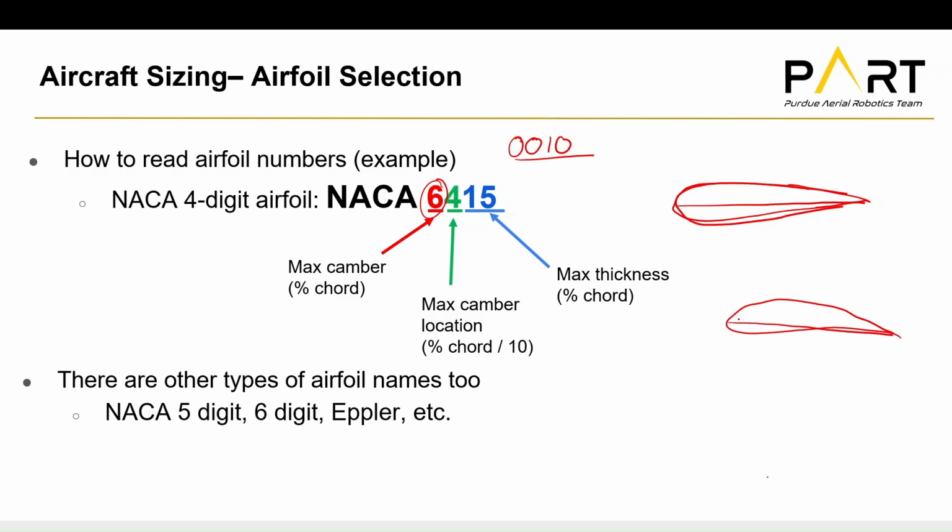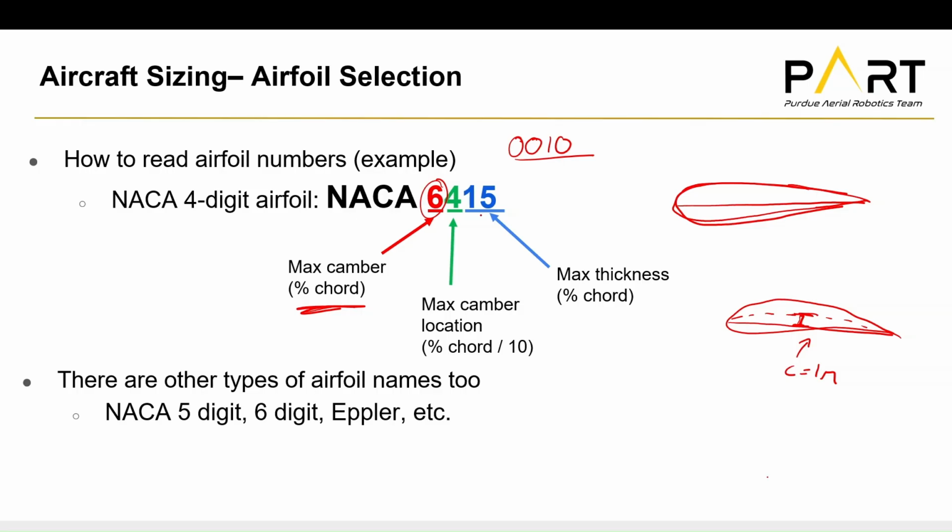Okay, there's our chord line. Here's our camber line, right? And then your max camber is the difference between that camber line and that chord line. So this is in percent of chord though, right? So if you had a meter long chord, if C equals 1 meter, then you have 0.06 meters of distance between your mean camber line and your chord line at the maximum point, okay?